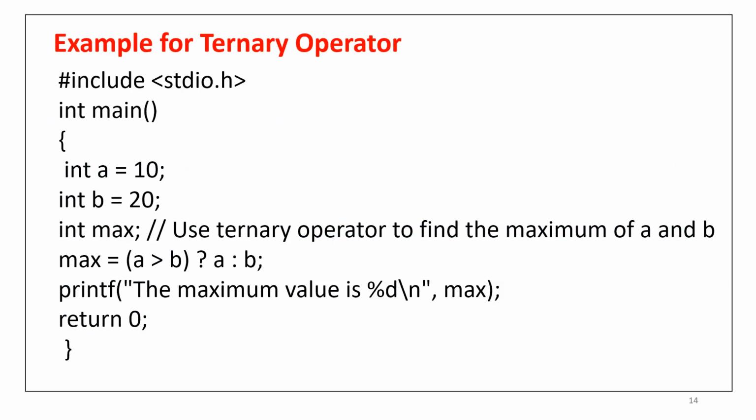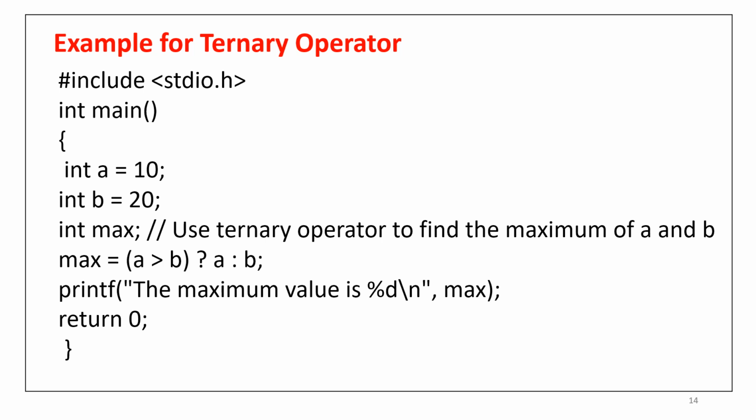So this is the example program for the ternary operator. In this case, we declare A as a variable of type integer and assign 10 to A, and B equal to 20, also of type integer. We declare a variable max, which is of type integer. We use the ternary operator to find the maximum of A and B.